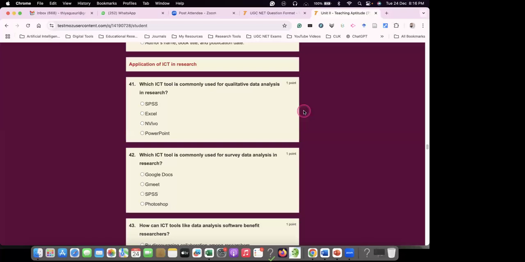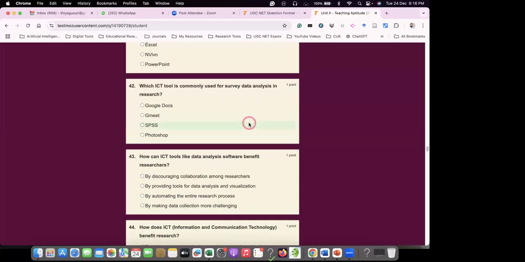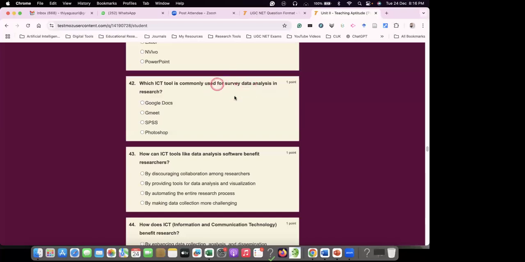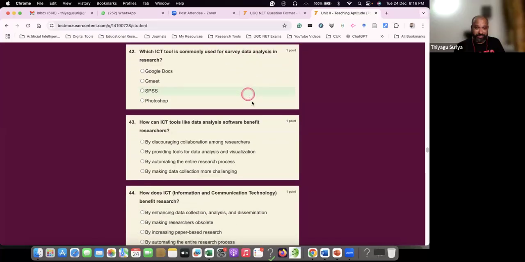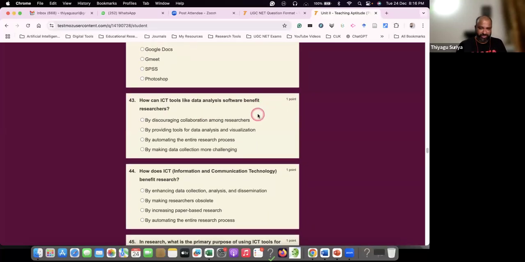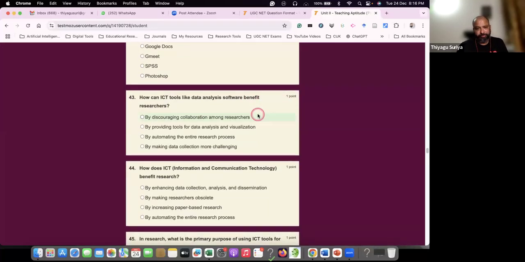Request all the participants: the answer is in vivo, right? Which ICT tool is commonly used for survey data analysis in research? SPSS, sir. How can ICT tools like data analysis software benefit the researcher? For what purpose are we using it?